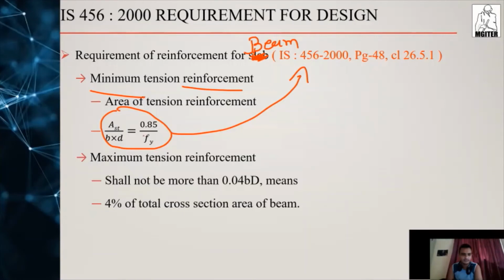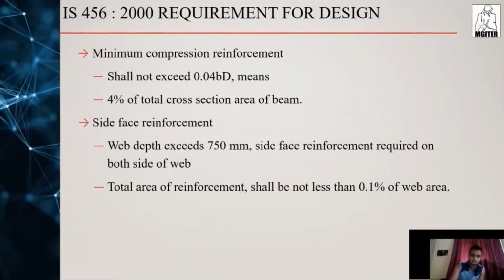You can find everything. Then, after that, the maximum tensile reinforcement is 4% of the total cross-section area of the beam. It will not be more than 4%. Maximum tensile reinforcement and maximum compression reinforcement, both values here are 4% of the total cross-section area of the beam. Both values are the same.